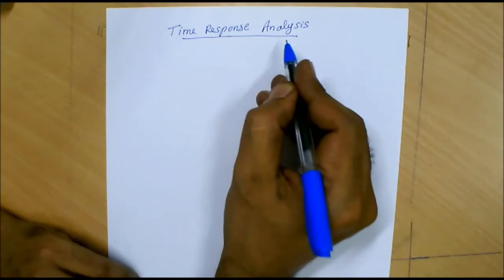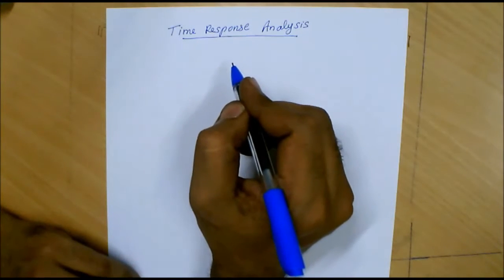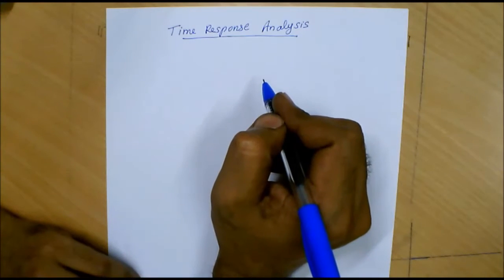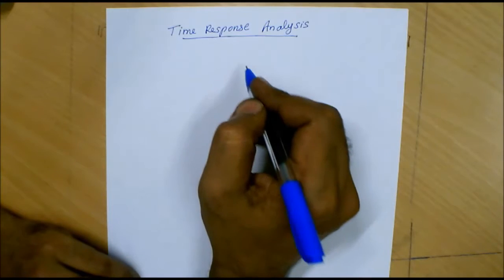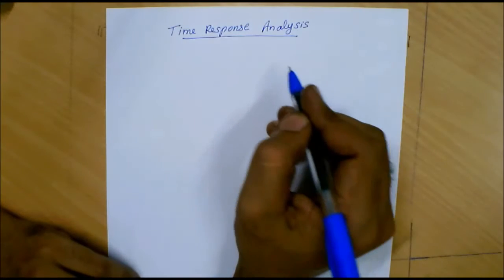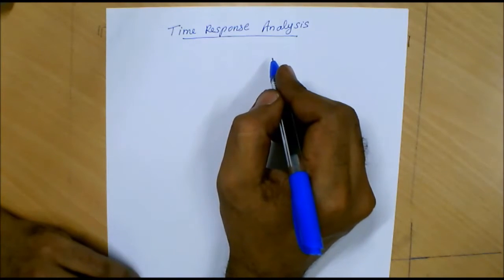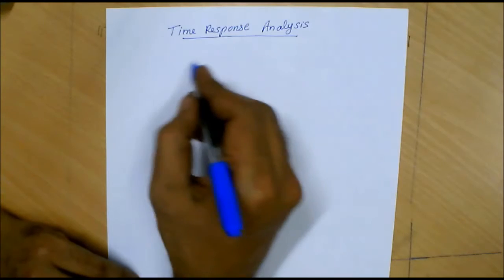Time response analysis. Time response of a system is the output of the system as a function of time. So far we have learned how to find the transfer function of a system. The transfer function of a system can be used to find the time response of a system.